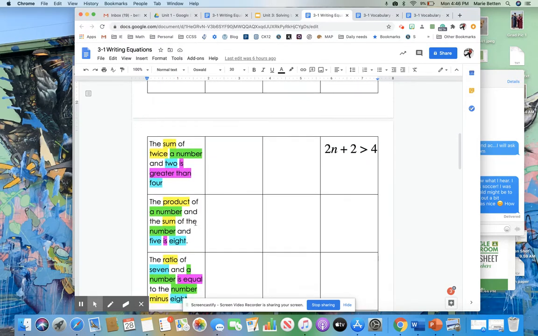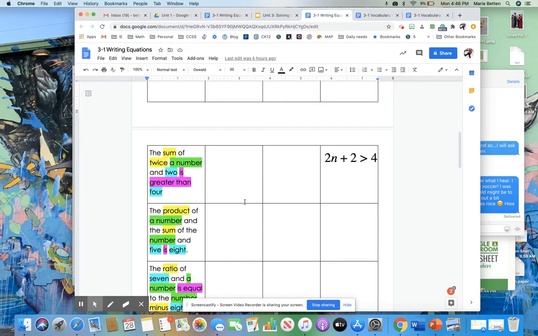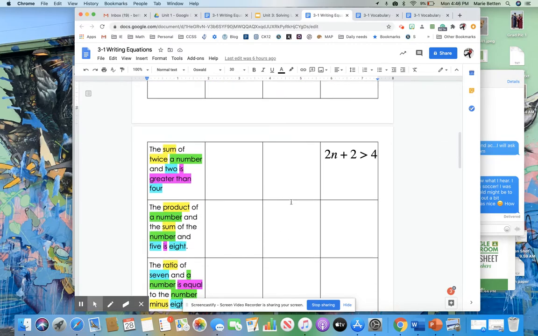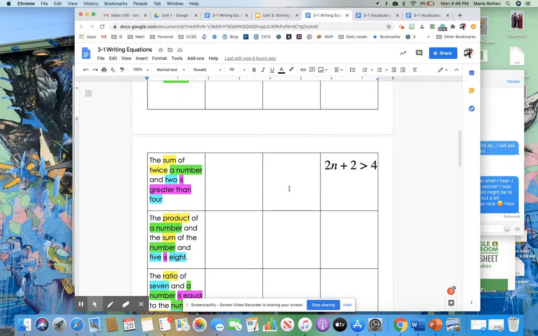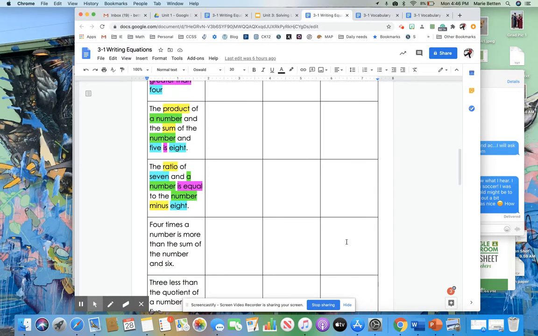On the next couple, I took the highlighting for you and did that. You will just need to put the equation in either the expression, the equation column, or the inequality column. When you are done with this, please turn it into Google Classroom.